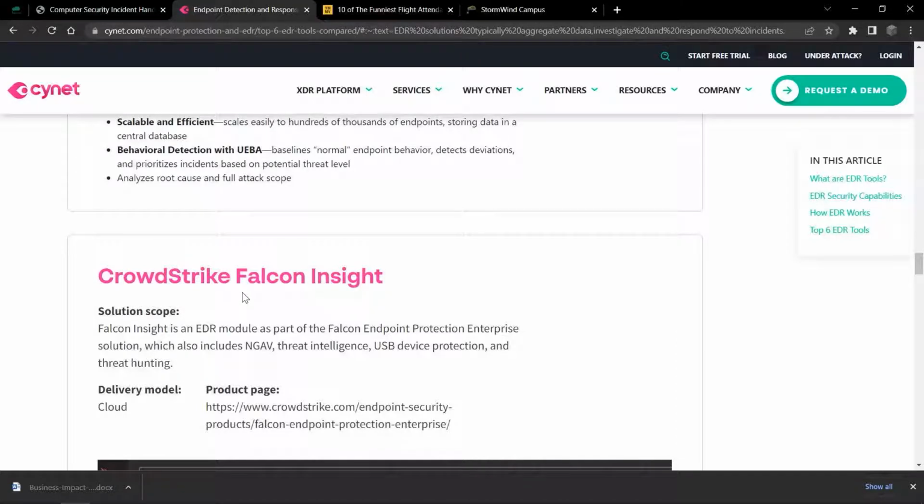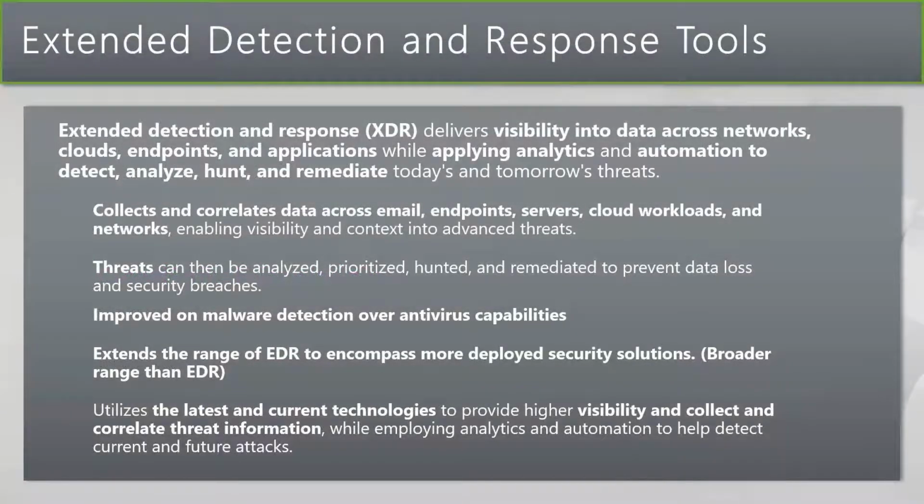Now, that's not the only thing they want you to be familiar with. There's another one called XDR, Extended Detection and Response. XDR delivers visibility into data across the networks, clouds, endpoints, and applications, while applying analytics and automation to detect, analyze, hunt, and remediate today's and tomorrow's threats. All it does is extend the range of EDR to a more broadly deployed solution, extending it out to the networks. It does the same basic thing.